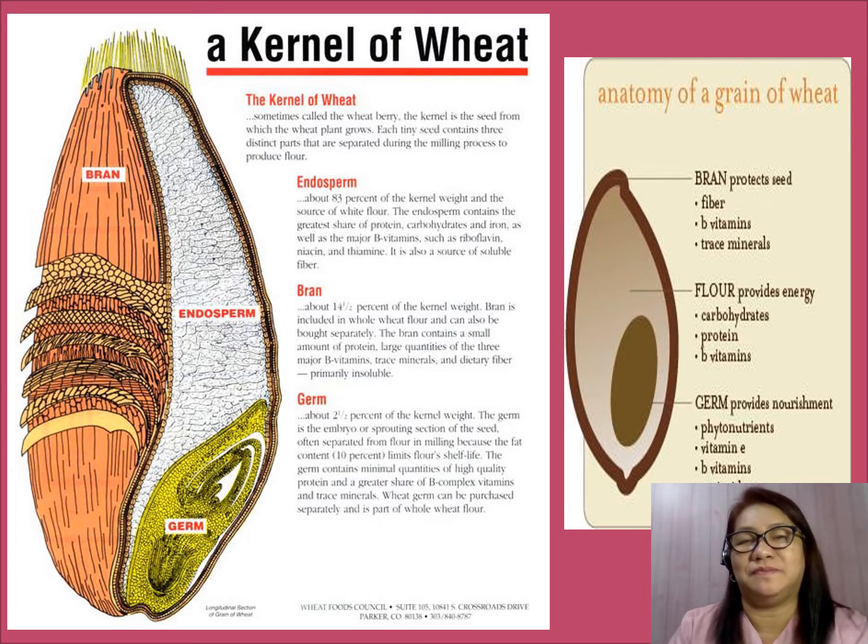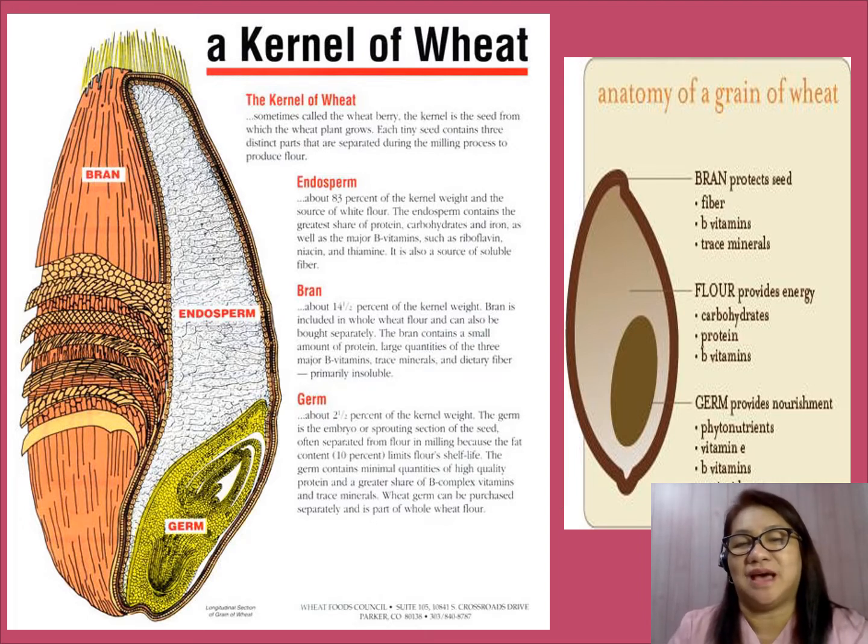The endosperm consists of 83% of the kernel weight and it is the source of white flour. The endosperm contains the greatest share of protein, carbohydrates, and iron, as well as the major B vitamins.